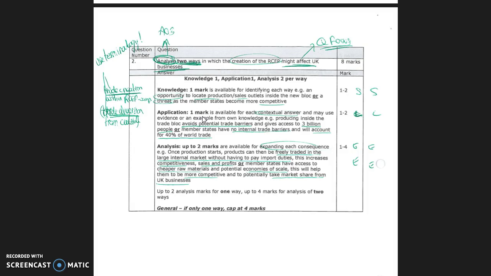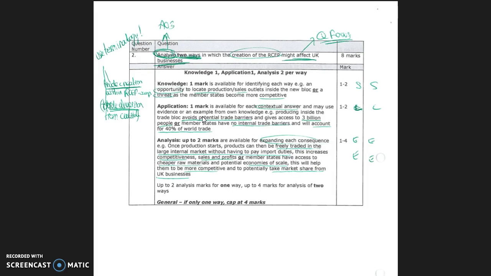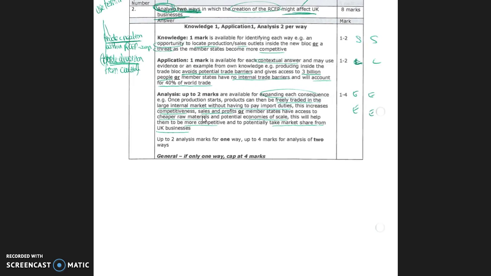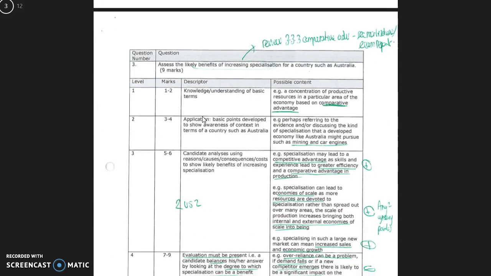Looking at reasons and consequences, linking them to the context there. Your 3 billion, your 40%. You put in stats, it's a very easy way to be contextual, and then explaining times 2. That's the difference between an 8 mark and a 6 marker.